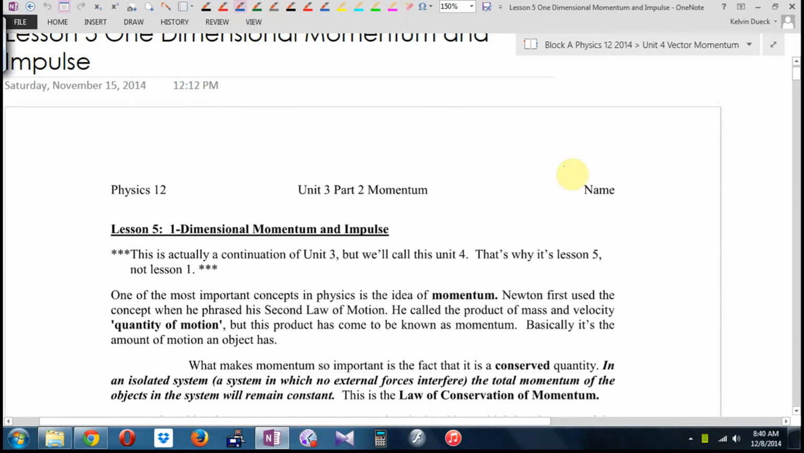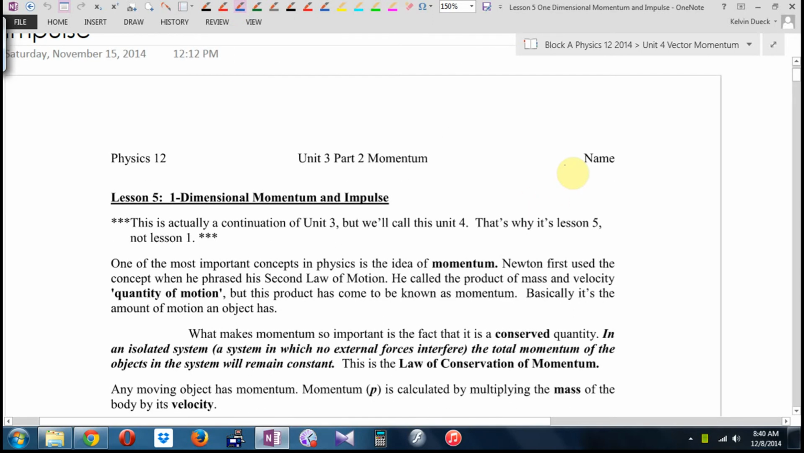So, lesson 5, one-dimensional momentum and impulse. By the way, I know I'm starting a new unit. Why didn't you call this lesson 1, Mr. Dueck? It's because I took this unit on energy and momentum and split it up into 2 components. So, although this is a continuation of unit 3, I'll call it unit 4, but it's lesson 5, not lesson 1, because I just haven't got around to changing the numbering.